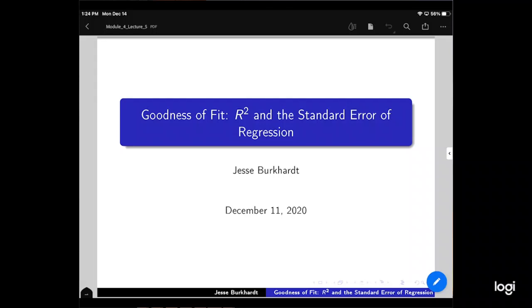We've introduced ordinary least squares regression lines. We've done a regression by hand. We talked about the assumptions necessary to run an appropriate regression. And now let's introduce two measures of fit, the goodness of fit. How well does this regression line fit our data? The R-squared and the standard error of regression.